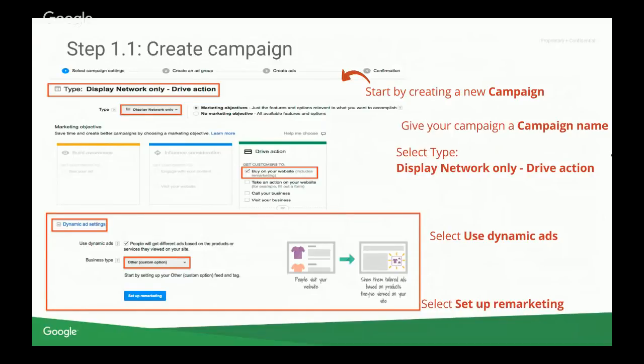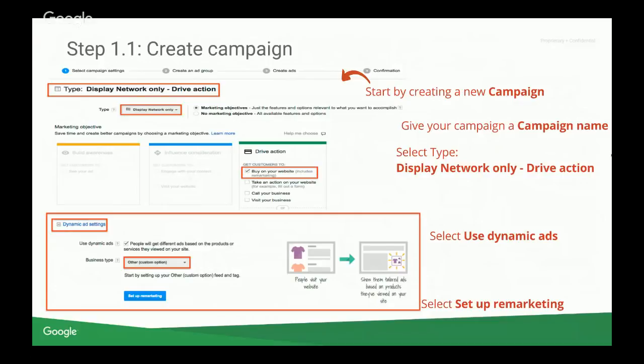And then you, of course, have to select the right type of campaign. It pretty much has to be display network only. Once you select display network only as the type of your campaign, you have to choose a marketing objective. This marketing objective is usually buy on your website. Of course, here you'll be able to see that this includes remarketing.